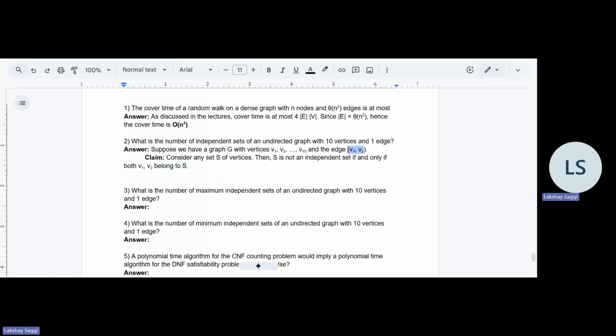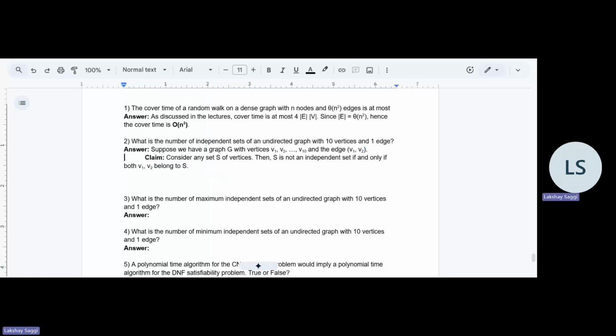Because if both v1 and v2, let's say, belong to the set S, then there is an edge between v1 and v2, and that's why the set S won't be an independent set. But if at least one of v1 or v2 is absent from the set S, then no two vertices will share an edge. So for this claim, you should try to prove it yourself, because this is not too hard, and I just provided the high level intuition for this.